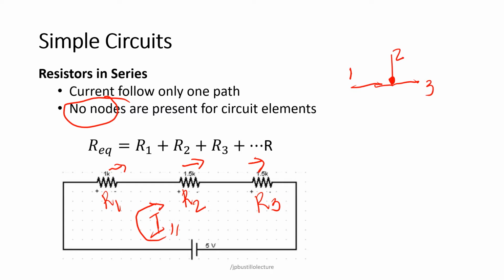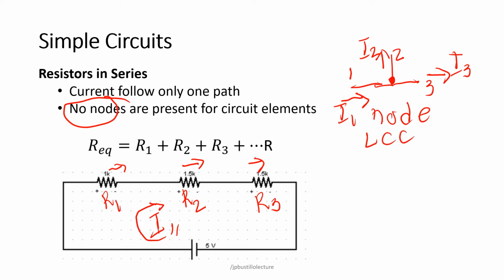And one thing to note about a node is that your current will be divided as it passes through a node. So let's say I have this current I1. My current I1 will be divided into two, current I2 and current I3. By the law of conservation of charges, or by Kirchhoff's current law, which I'm going to discuss later, your I1 is equal to I2 plus I3.